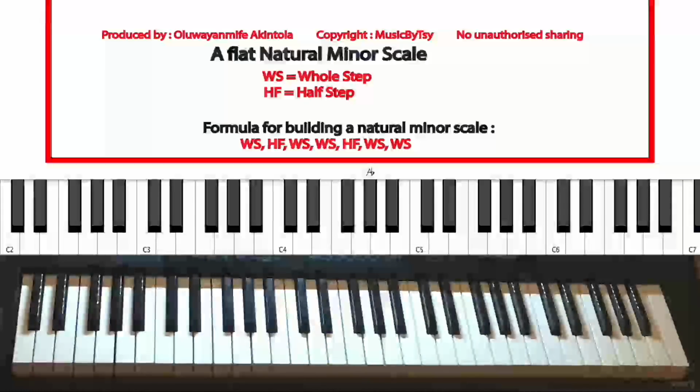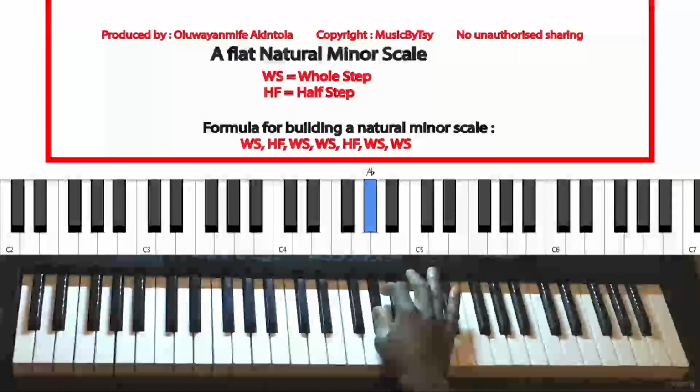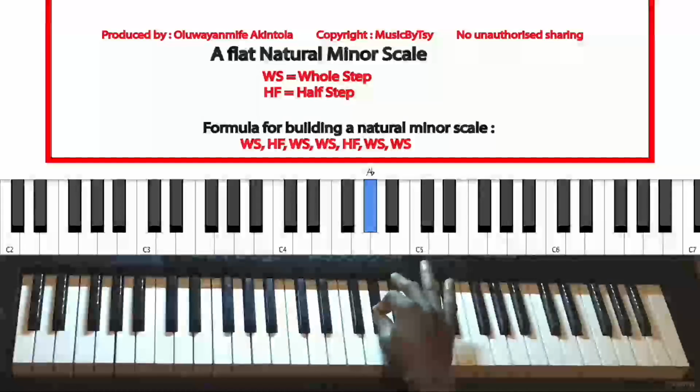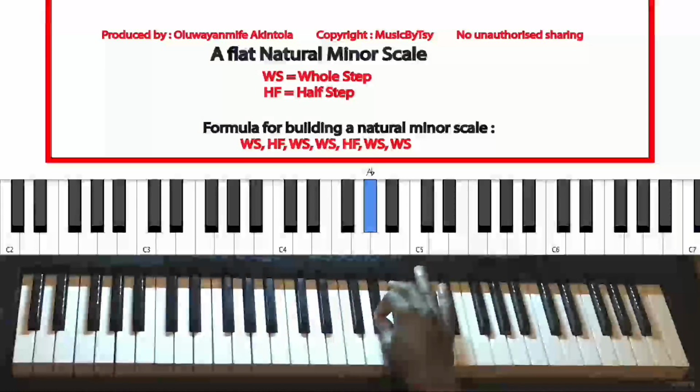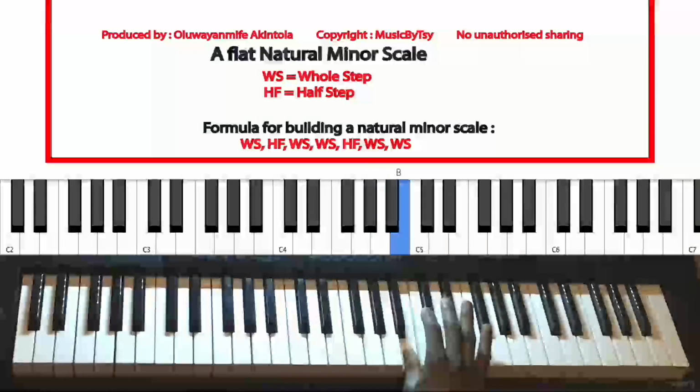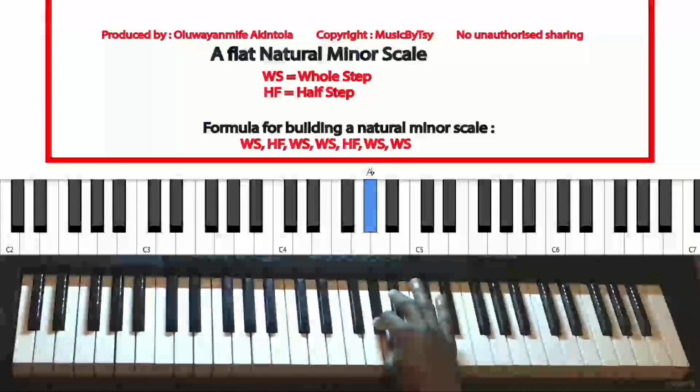So yeah, let's start. So first of all, using the first method, what we are going to do first is to find the relative major scale that is related to the A flat natural minor scale. Now, in order to find the relative major scale that is related to the A flat natural minor scale, what we're going to do is move up by 3 half steps from the key of A flat. So basically, we're going to count up rather. So 1, 2, 3. So we landed on the key of B. Therefore, this means that the B major scale is related to the A flat natural minor scale.